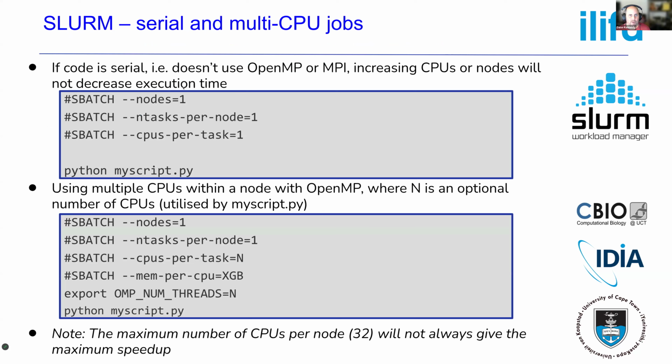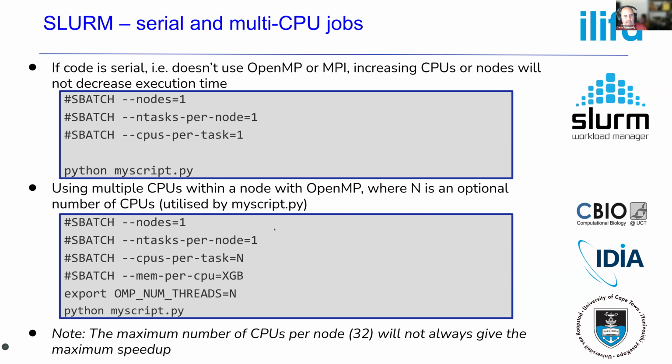First off, we're looking at serial and multi-CPU jobs. So if code is serial, it's not using OpenMP or MPI or threads. So increasing CPUs or nodes will not decrease execution time. You'll just have CPUs allocated to your job and they're idle and wasting resources, basically. So this is the most simple scenario and essentially what the default is, but you're specifying a single node, 1 task per node and 1 CPU per task. Then you would run your script.